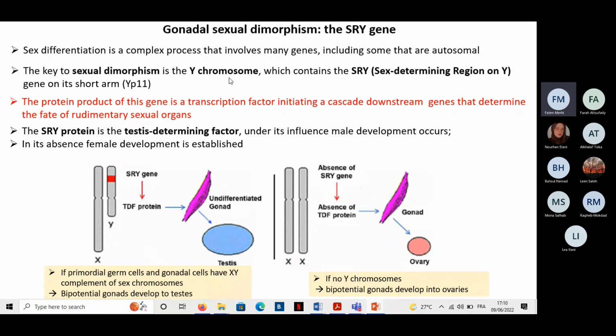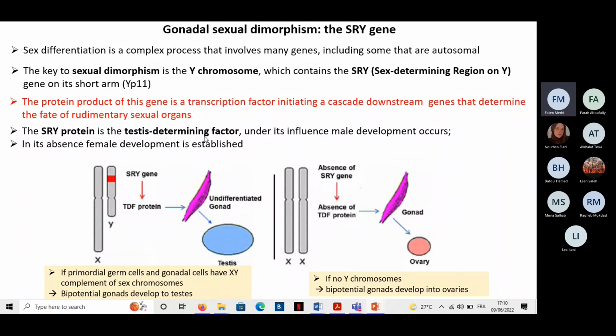So the Y chromosome will lead to this sexual dimorphism, the sexual development into either females or males. The presence of the Y chromosome will lead to the development of the gonads into male gonads, and its absence will lead to the development into female gonads.